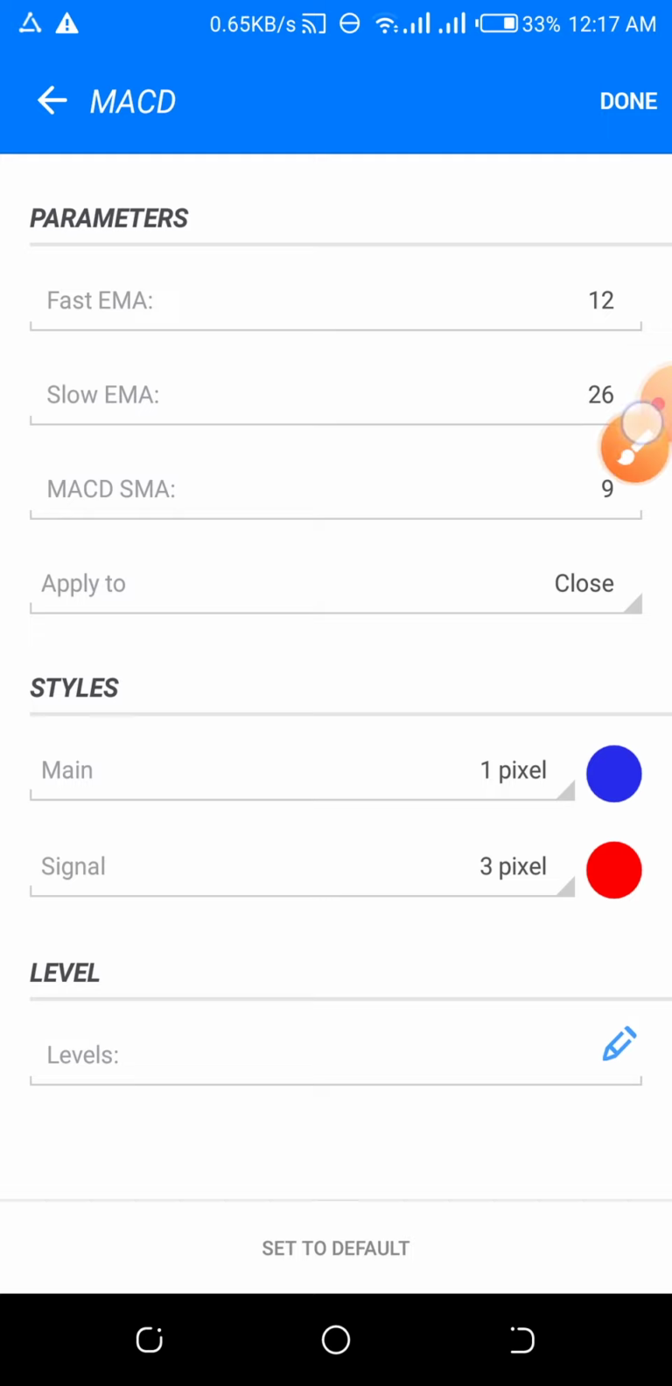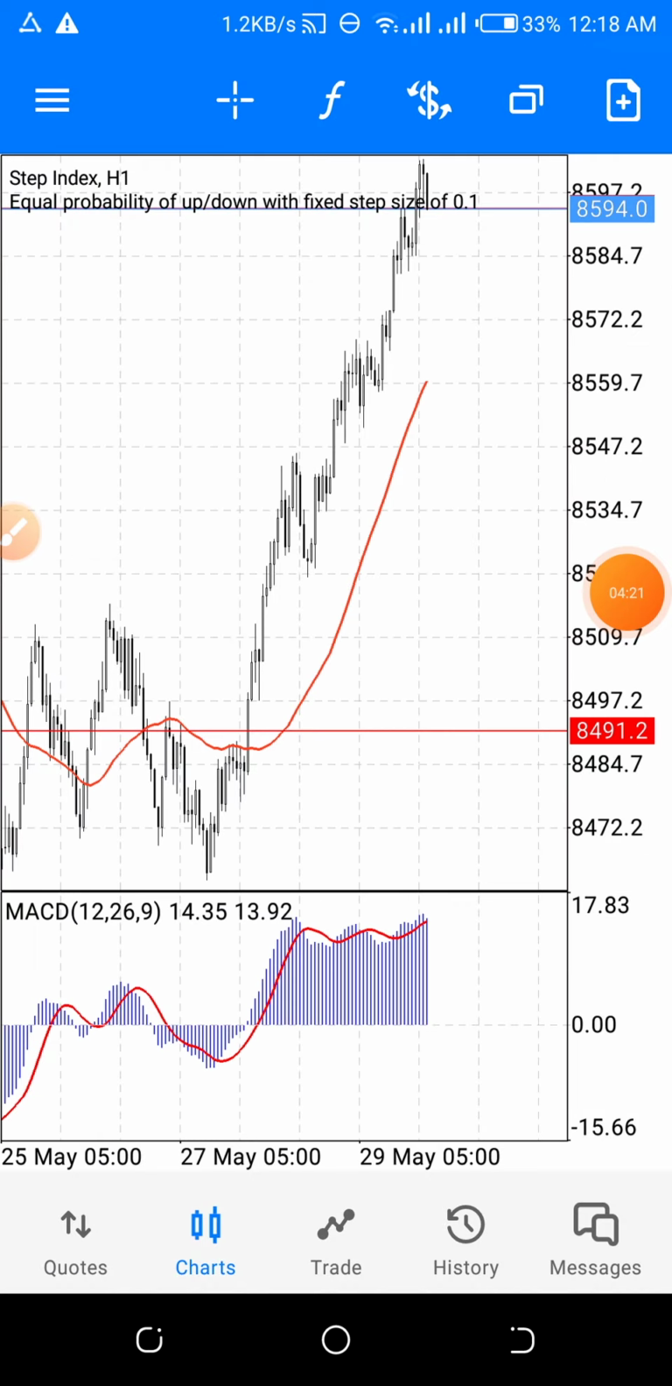Very interesting indicator. So your fast EMA is going to be set to 12, your slow EMA also will be 26, your MACD SMA is going to be 9. You apply to close and you select any color that you're interested in. Okay, and you click on done. So this too is set.